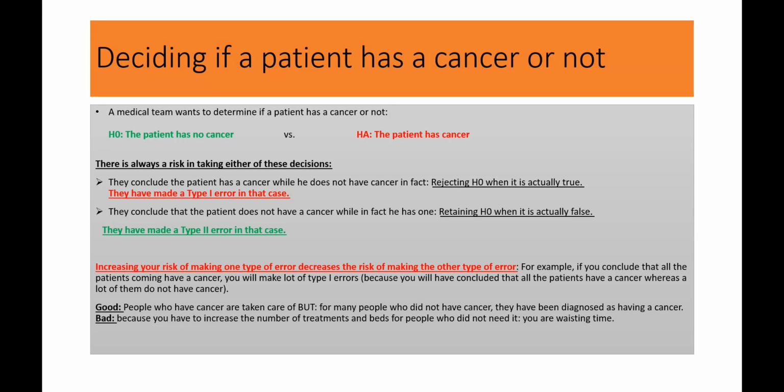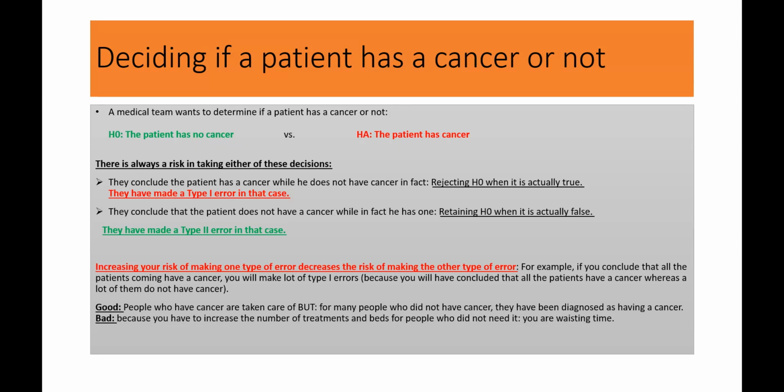So in this example, where a medical team wants to determine if a patient has a cancer or not, H0: the patient has no cancer. HA: the patient has cancer. Okay, this is how we define it at the moment. Remember, H0 is when this is neutral, when nothing happens, the patient is healthy, comes to the clinic, but they didn't see any cancer.